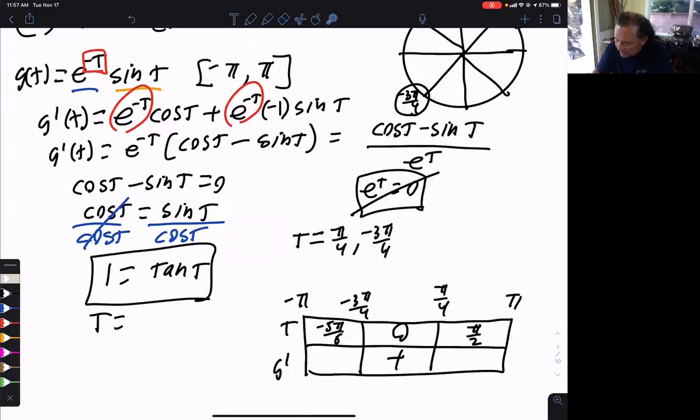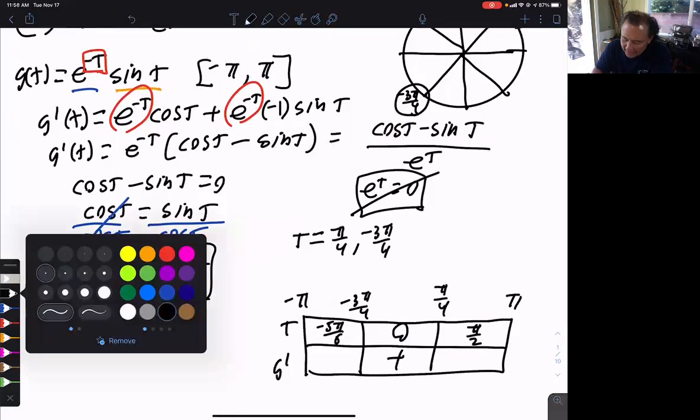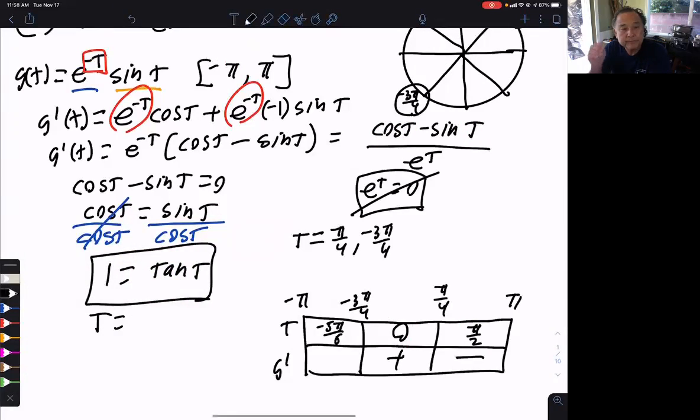Let's plug in pi over 2. Cosine of pi over 2, that's 0. Sine of pi over 2 is 1. So it's 0 minus 1 over e to the pi over 2. That's positive, that's negative. So we're going to have a negative in this region here.